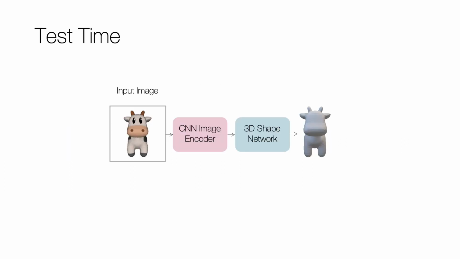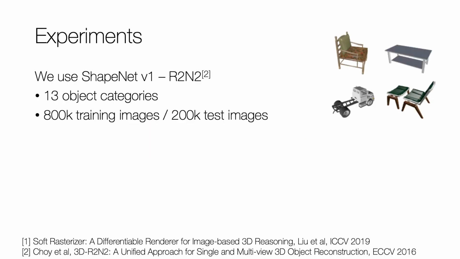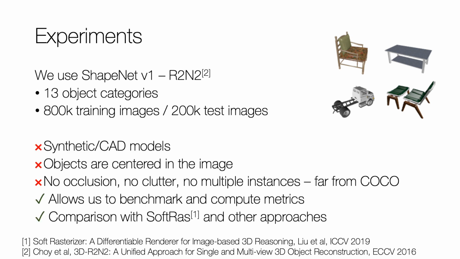At test time, the network is able to predict the object's shape in view coordinates from a single image. We conduct experiments on the ShapeNet dataset and the R2N2 benchmark, which consists of 13 categories and hundreds of thousands of images. This dataset is synthetic and images are clean, with objects in the center with no occlusions or clutter. It is very far from the complex scenes we see in COCO. However, it allows us to benchmark and compute metrics and thus quantitatively compare to previous state-of-the-art approaches such as SoftRas.